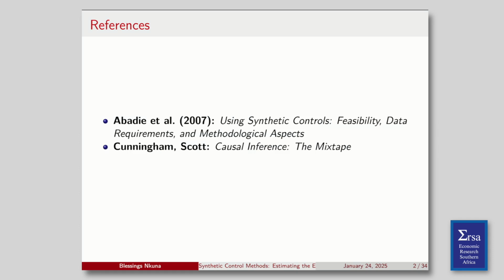Here's the paper. That's the seminal paper by Abadie et al. in 2007, using synthetic controls and feasibility data, and it's a good paper to read if you need information with regards to how it works, what data is the best, what the limitations of the method are, and what the benefits of using the method are. And here's another good book that Prof Steve Koch gave to me, and it helped me out. It's a causal inference book, and it has a chapter on synthetic controls, I think.